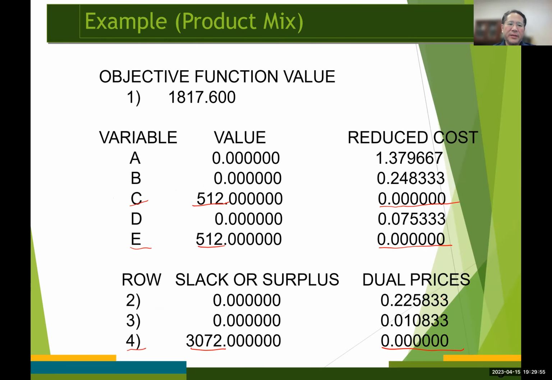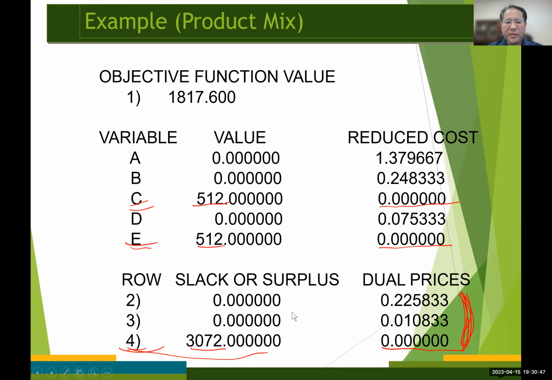So dual price, okay, right here. In our product mix example, the optimal solution report given by Lindo includes these dual prices for each constraint. So let me ask you, is this the degenerate solution? No. How do you know? Then how many basic variables do we have in this example problem? We're supposed to have 3, 1 for each constraint, right? And there are 3 positive basic variables. They are C, E, and slack 4, right?